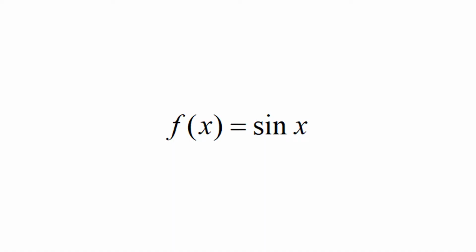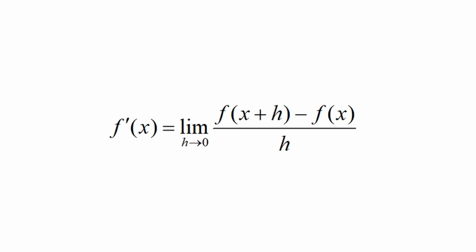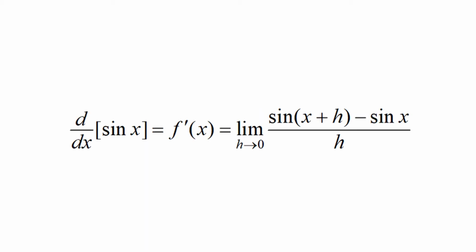Let us begin by finding the derivative of f of x equal to sin x. We use the definition of derivative of a function, f dash x equal to limit h tends to 0 of f of x plus h minus f of x whole divided by h, and with f of x equal to sin x, we obtain d by dx of sin x equal to f dash x equal to limit h tends to 0 of sin of x plus h minus sin x whole divided by h.